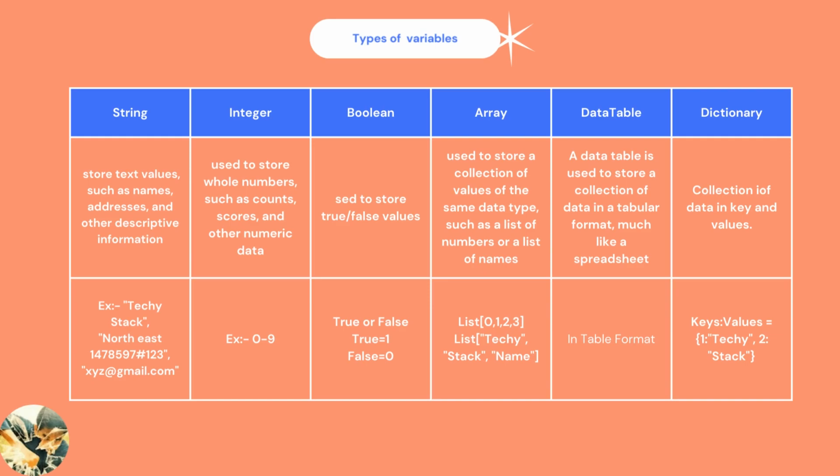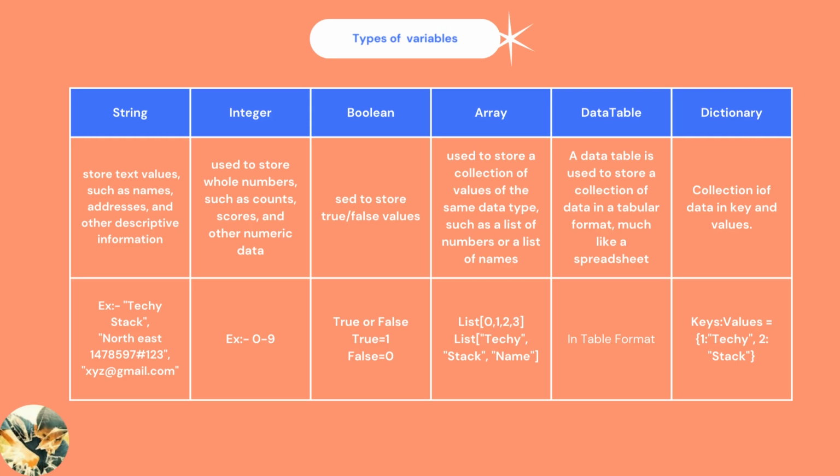And boolean. In boolean, it will store true or false, only one condition: either it is true or it is false. Here we need to understand one more thing: true is equal to 1 and false is equal to 0.